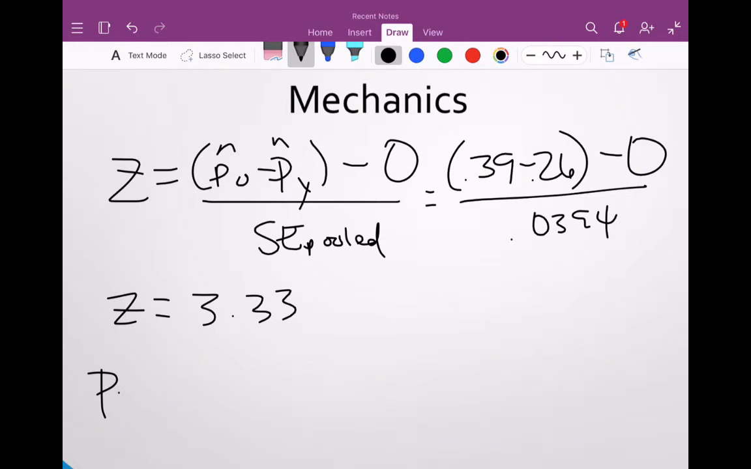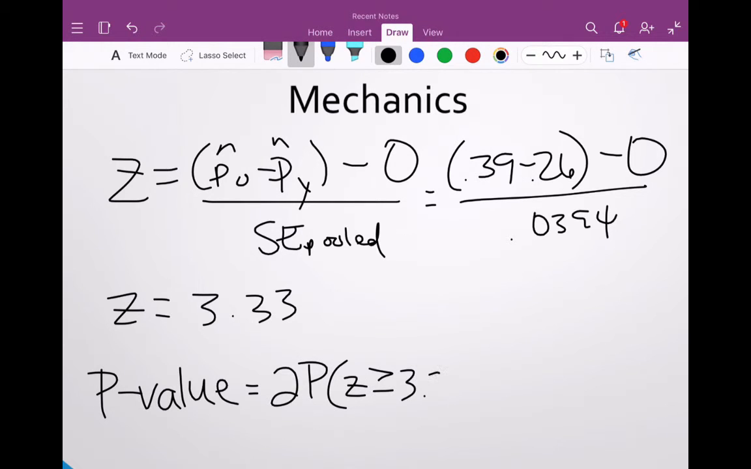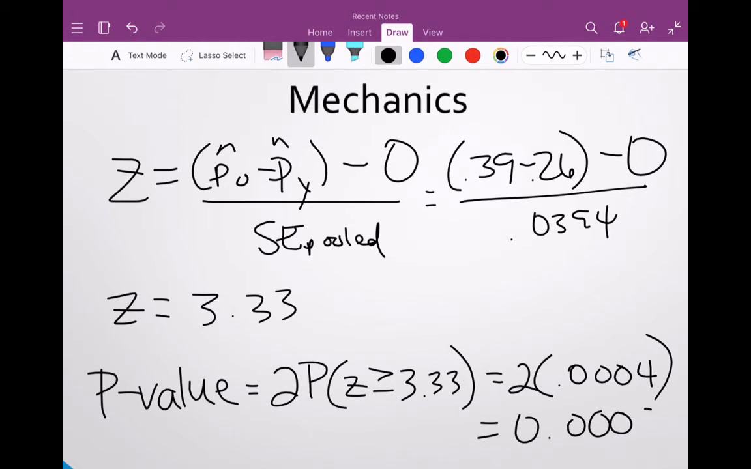So our p-value, because our alternative is two-sided, it's going to be 2 times the probability that our z-score is greater than or equal to 3.33, which would equal 2 times 0.0004, which is 0.0008. From here, I can then go on and give my conclusion based off of my p-value.